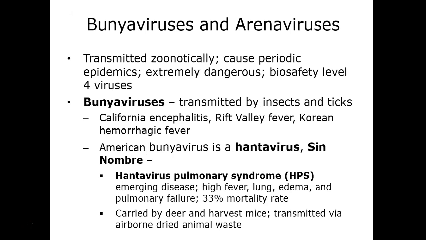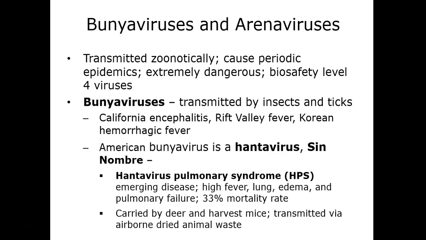So now we're going to talk about the Bunya and the Arenaviridae, and basically do a little comparison between them. Both of these are transmitted zoonotically, so they're animal-borne. And we often see small epidemics that can be extremely dangerous as they arise. These are really very intricate to work with in the lab. They have a biosafety level of 4, which is extremely high. So they are incredibly dangerous and highly contagious.